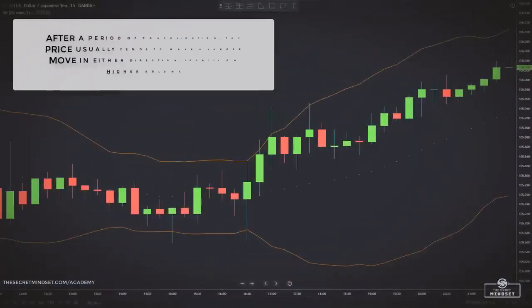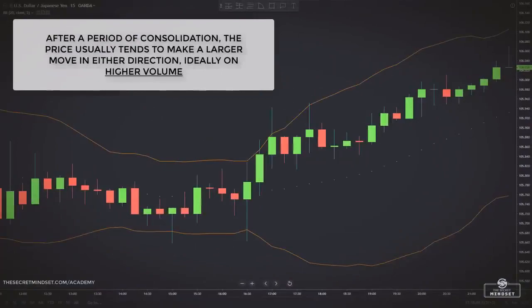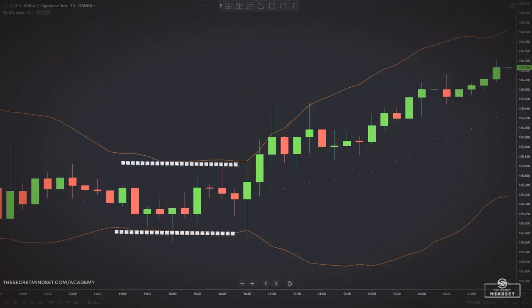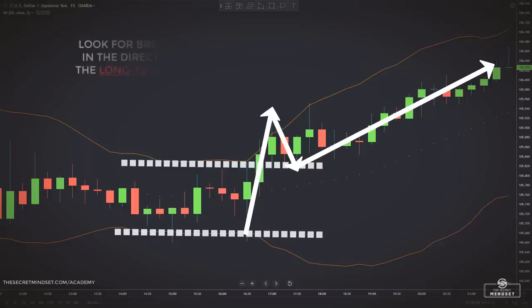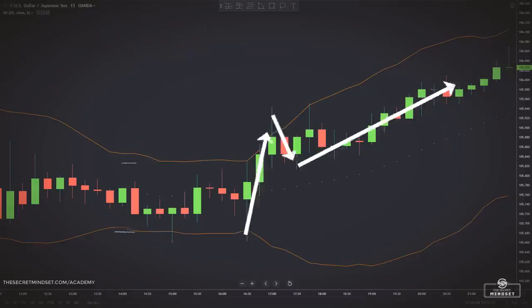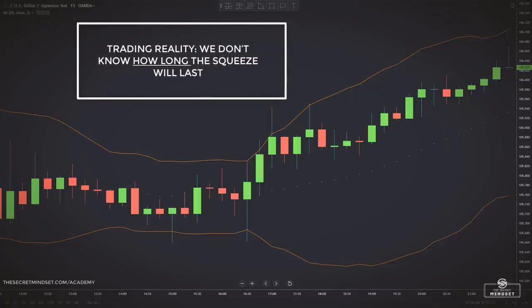After a period of consolidation, the price usually tends to make a larger move in either direction, ideally on higher volume. Expanding volume on a breakout is a sign that traders are expecting that the price will continue to move in the breakout direction. The longer it moves within this narrow band, the more likely the market is eventually going to penetrate these bands and continue in the direction of the breakout, especially if this event occurs in the direction of the previously established longer-term trend. Timing is everything, however, and we just don't know how long the squeeze will last.